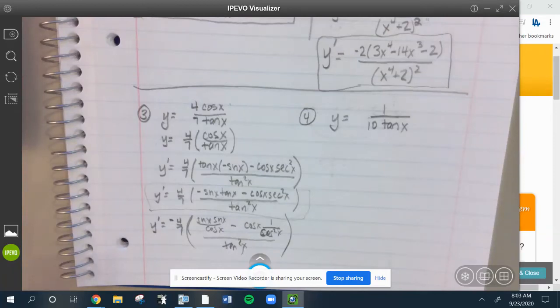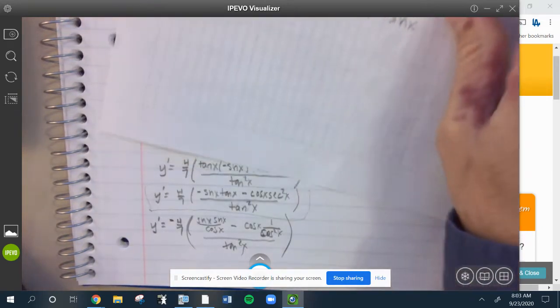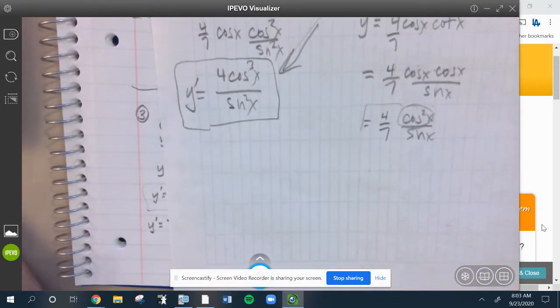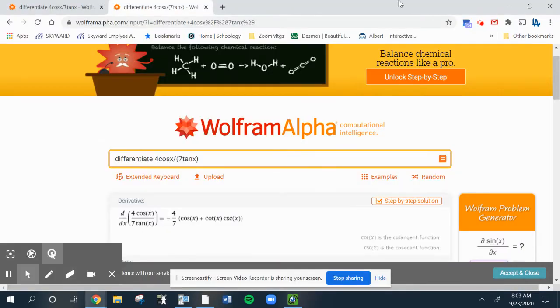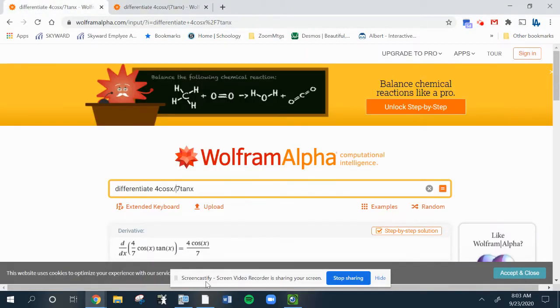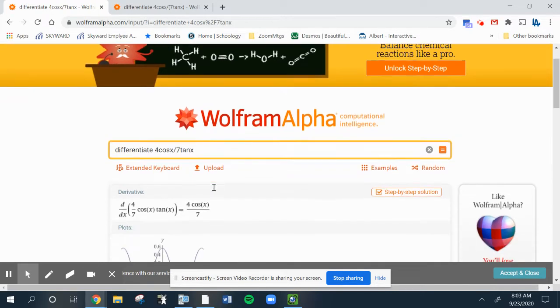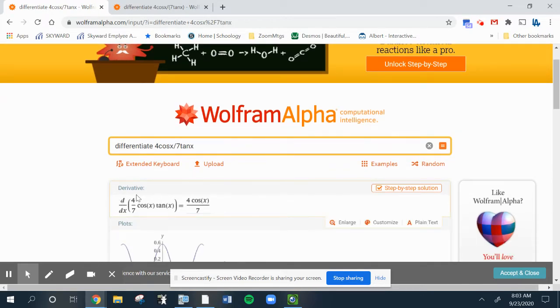Okay, here's part two. I wanted to show you something though. On the last problem, really quickly, I went to Wolfram Alpha, and this is worth knowing. You have to be very careful with Wolfram Alpha when you're doing trig. The first thing, this isn't a huge deal, but I forgot my parentheses. I wanted to differentiate 4 cosine over 7 tangent x, and always look at how Wolfram Alpha translates that.